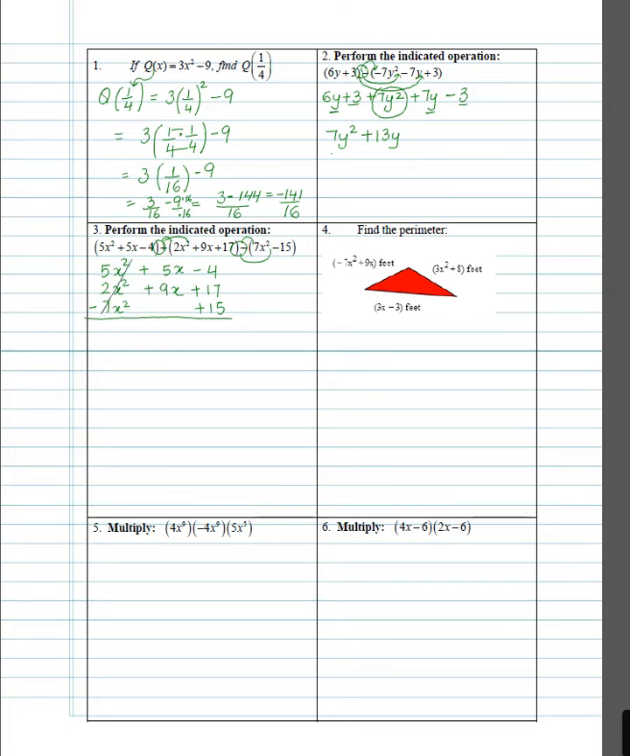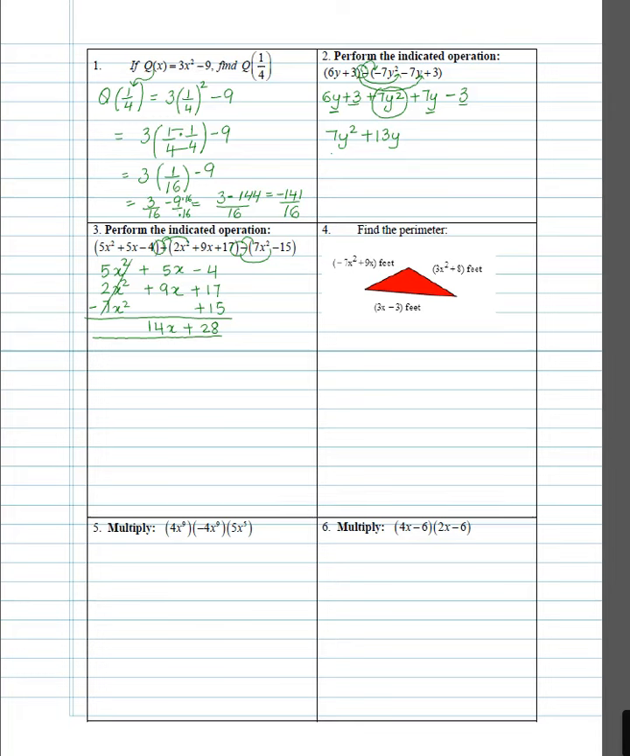The whole x squared terms cancel each other. 5 plus 9, I have 14x. And then negative 4 plus 17 plus 15 gives me positive 28. If you write them down this way, you don't have to do it this way, but if you write them down this way, there is a chance you're going to make fewer mistakes. Moving on to the next one.